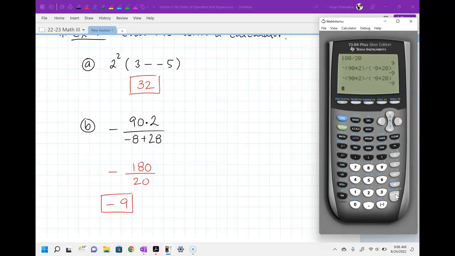That's my answer, right? So, I mean, if you can get good enough to do all that stuff on your calculator, awesome. If not, step at a time. Nothing wrong with that. All right.